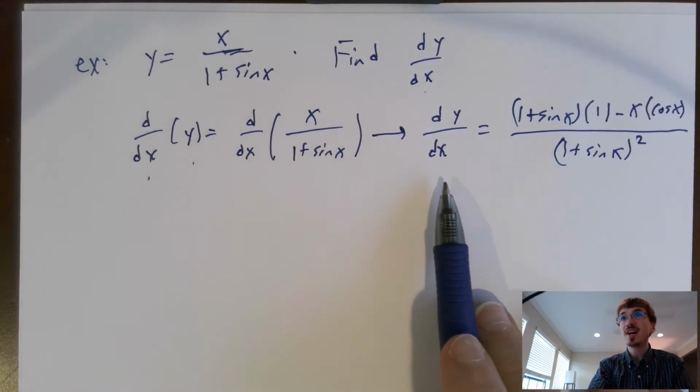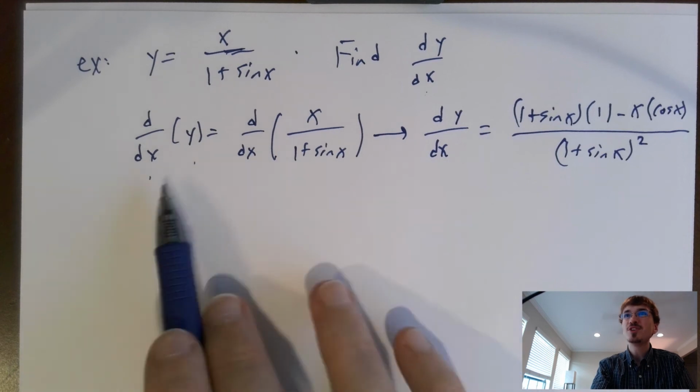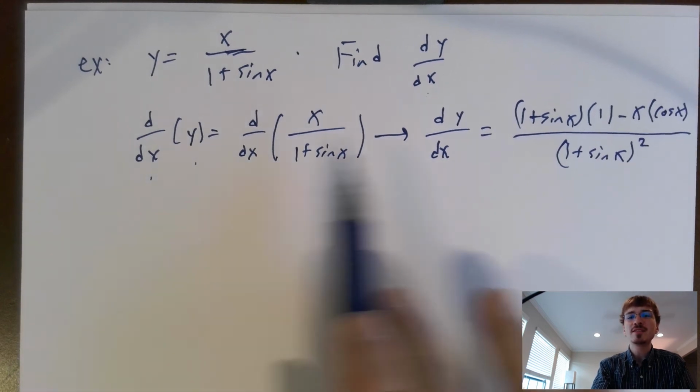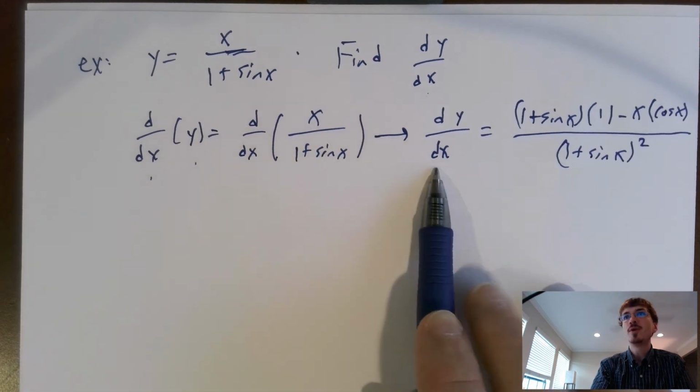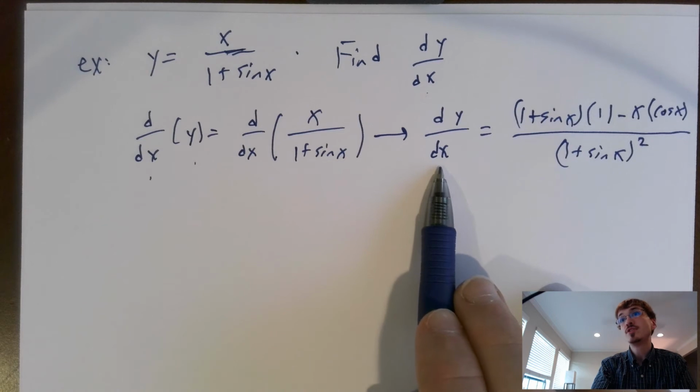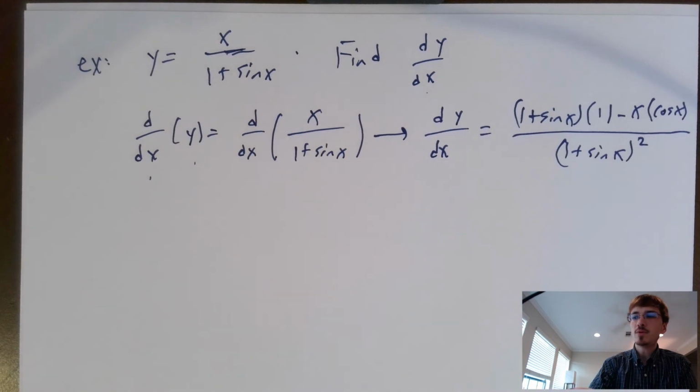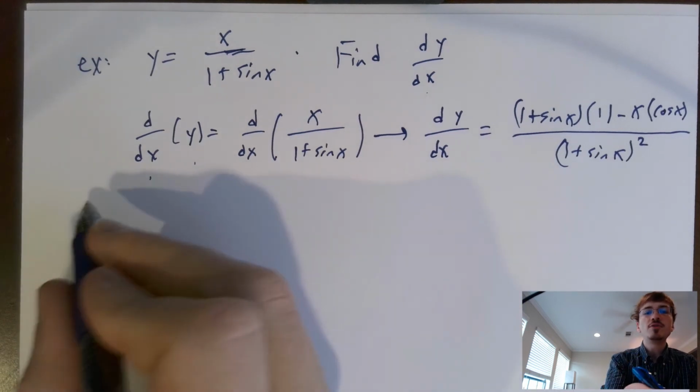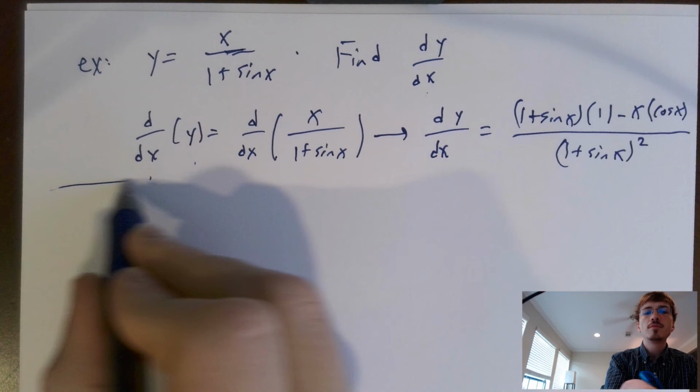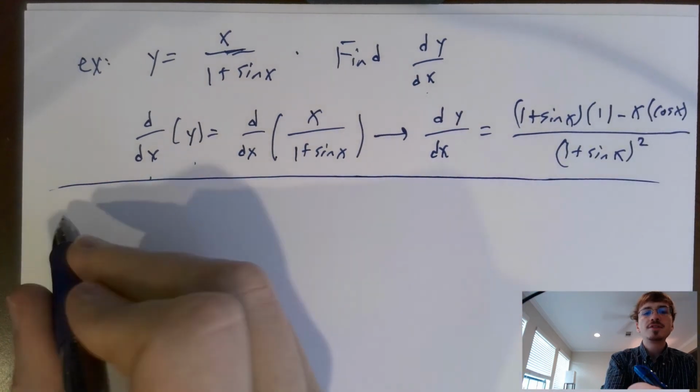But what was the strategy that we're going to use? We're going to differentiate both sides with respect to x, and then solve for dy dx. In this case, there wasn't anything else to do because y was the only term on the left-hand side. But let's see how this can be a little bit different. Let's consider another example.